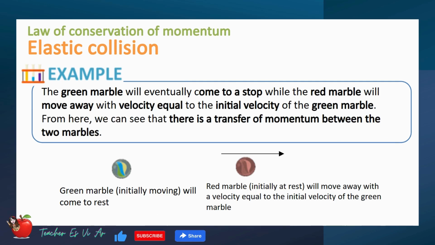Let us first analyze the situation. The green marble will eventually come to a stop while the red marble will move away with velocity equal to the initial velocity of the green marble. From here, we can see that there is a transfer of momentum between the two marbles.